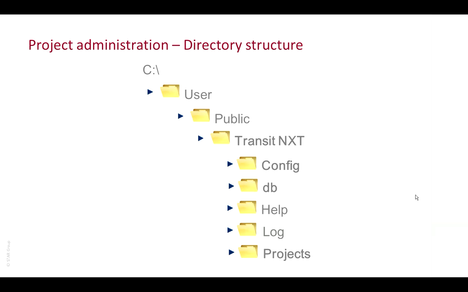During installation, Transit will install this directory structure. Basically, it is always on the C drive in the public user folder, and there is a Transit Next folder. Transit Next, Config, DB, and Project. These are the most important folders we are dealing with when we work with Transit.